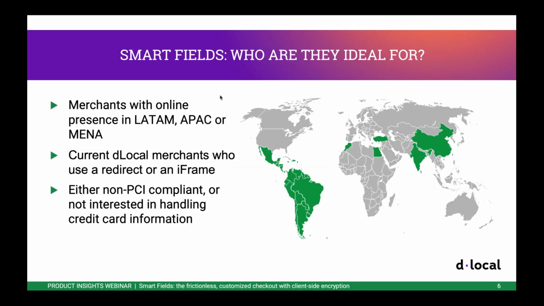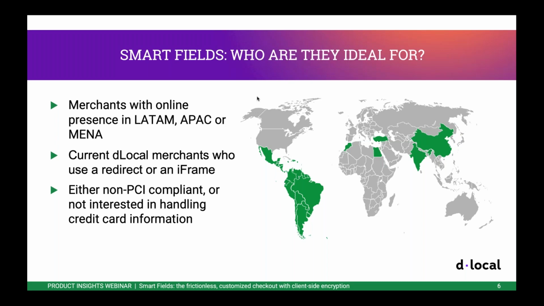Excellent, thank you. So we touched upon some of these things already, but who is Smart Fields ideal for? So if you're a merchant who is already transacting in Latin America, in APAC, or in MENA, especially in the markets that we cover at dLocal, this is designed specifically to remove frictions in these markets. If you're a current customer of ours and utilizing either a redirect or an iframe integration, this is a vast improvement on those two solutions. And we will probably be contacting you in the next week or so if we already haven't discussed with you on how to move into this new capability with us.